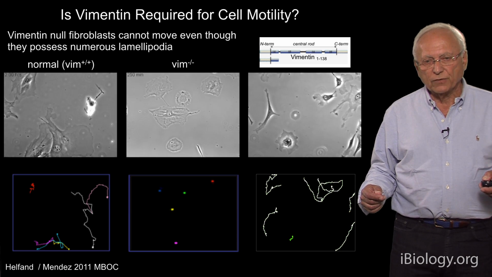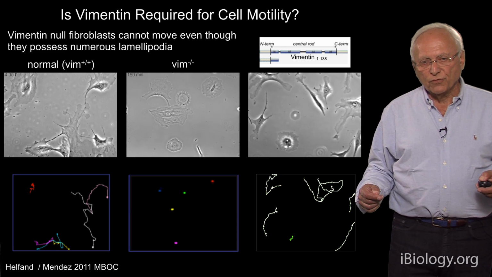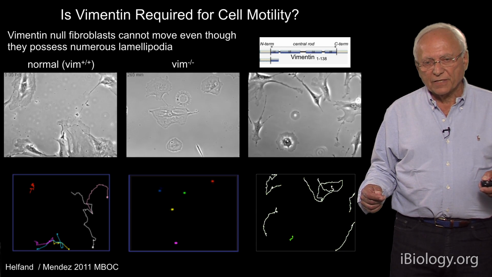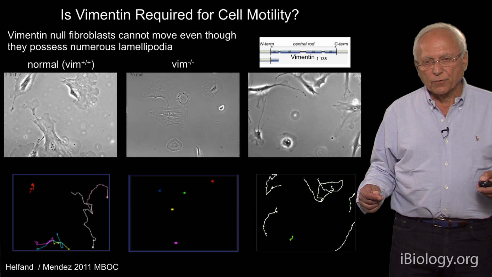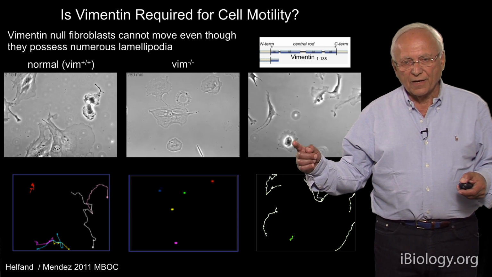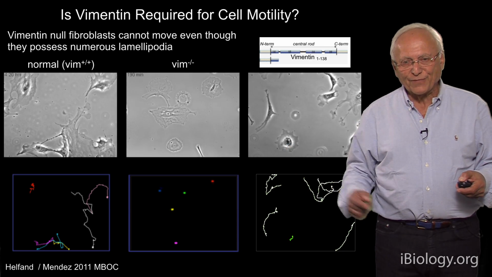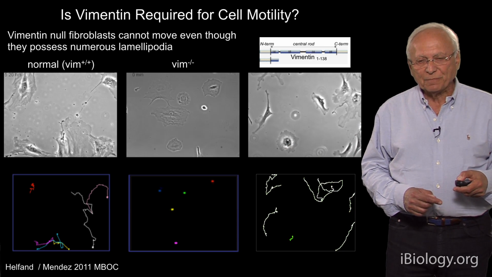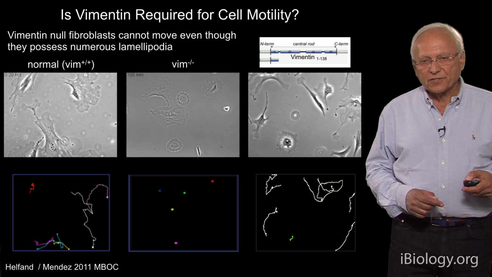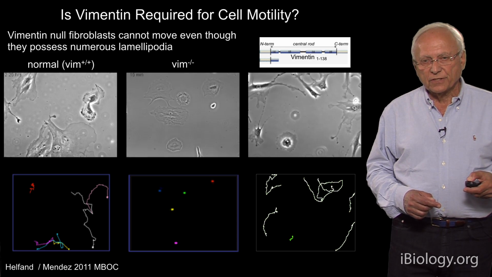They can't move anywhere. And you can see on the bottom of each of these movies the tracks made by the cells over a 10 to 12 hour period. In the right panel, all of the cells are normal, except for this one, the tip of my finger, which in fact is a cell that's expressing a dominant negative mutant of Vimentin, which is seen at the top.